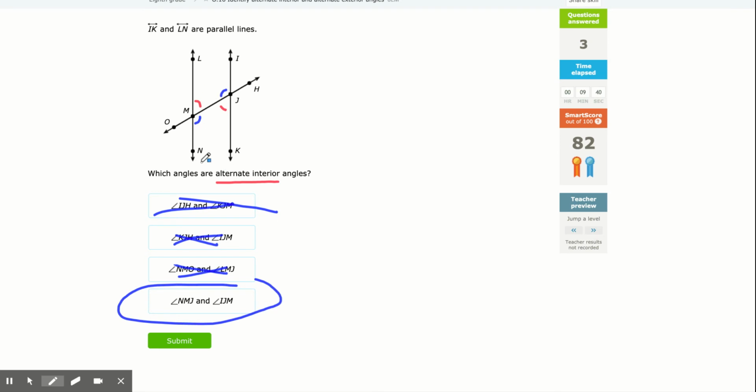NMJ, that's this blue one. IJM, that's this blue one. So that's the correct one.